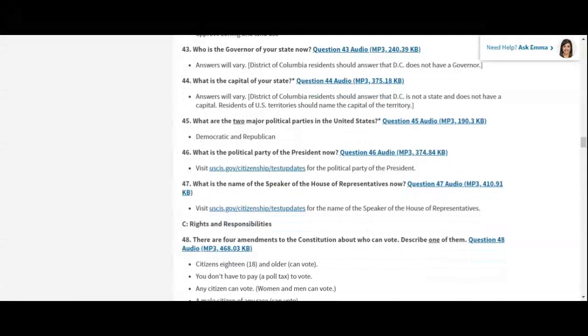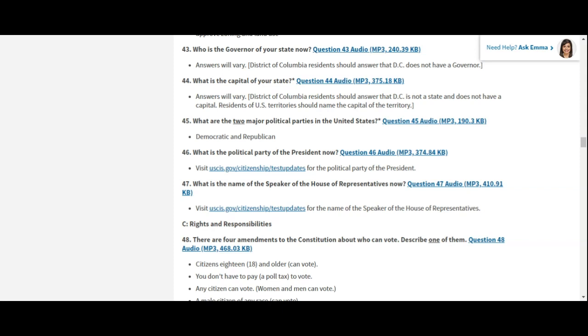Who is the governor of your state now? Here, answers will vary, so please visit Google and then find out who the governor is for your state now. What is the capital of your state? Answers will vary here, depending on where you live. I live in Virginia, so the capital is Richmond. So depending on where you live, the answer will vary.